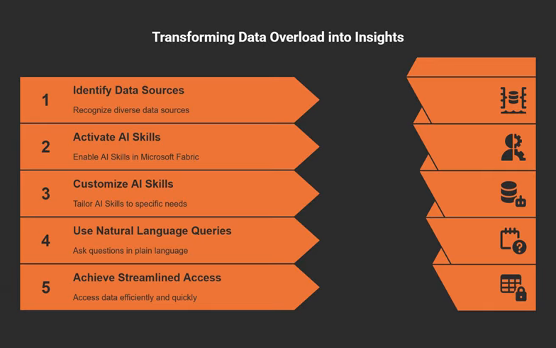A large financial services company didn't try to transform their entire analytics ecosystem overnight. Instead, they targeted their customer service division, where representatives were spending up to 30 minutes preparing for client calls by gathering data from 7 different systems. By implementing Fabric with AI skills, representatives can now ask natural language questions about a client's history moments before a call, reducing preparation time to under 3 minutes.